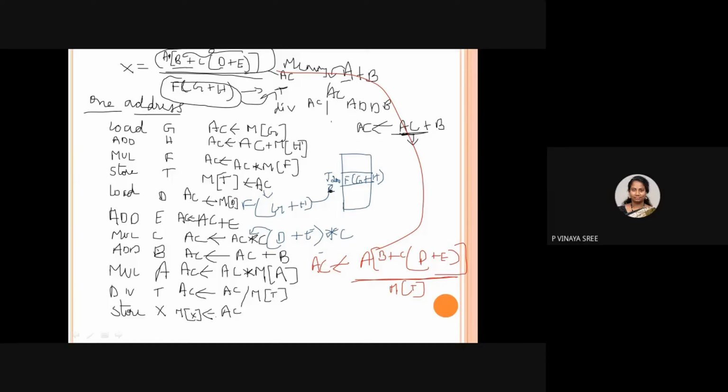So this is a one address instruction format where we are using a single accumulator organization.